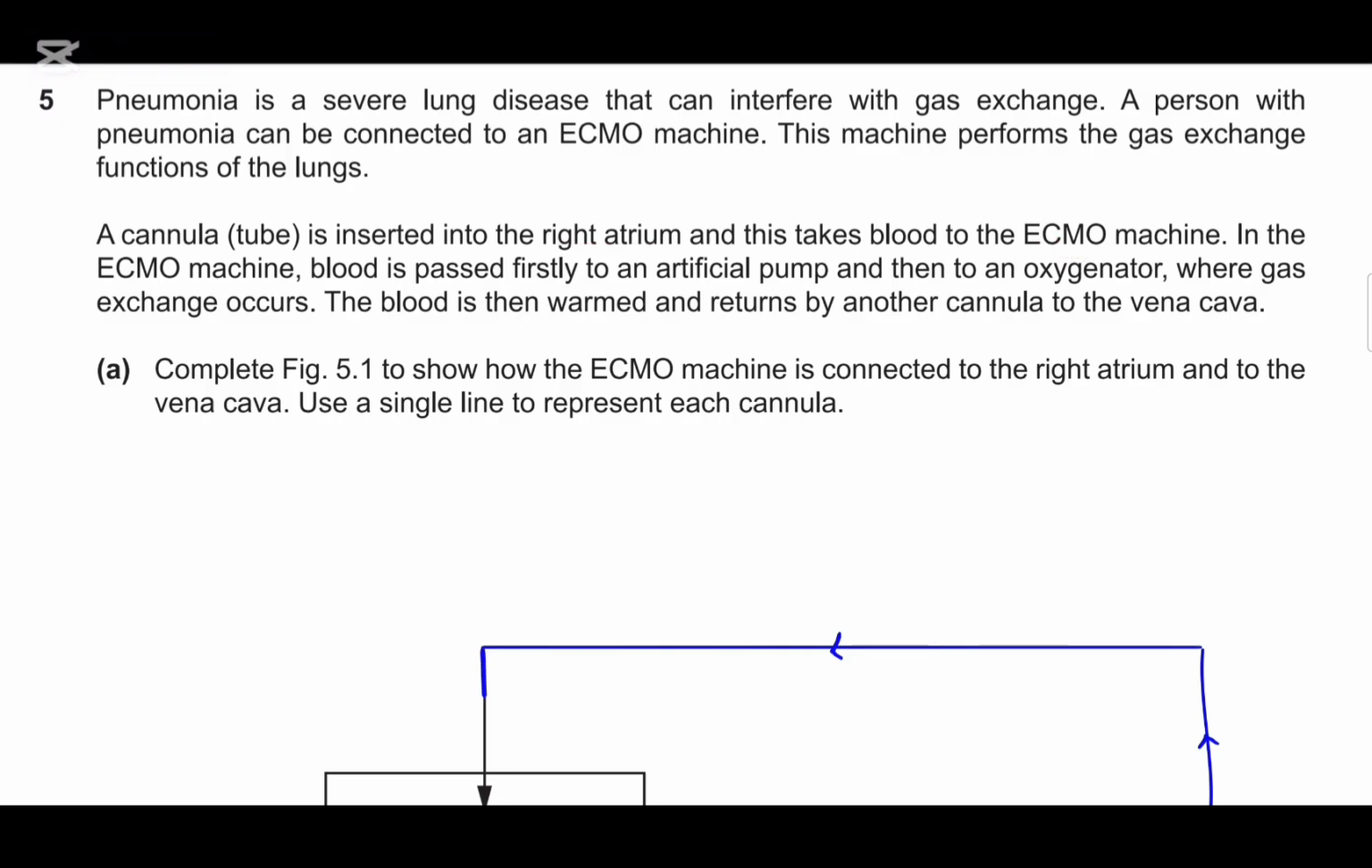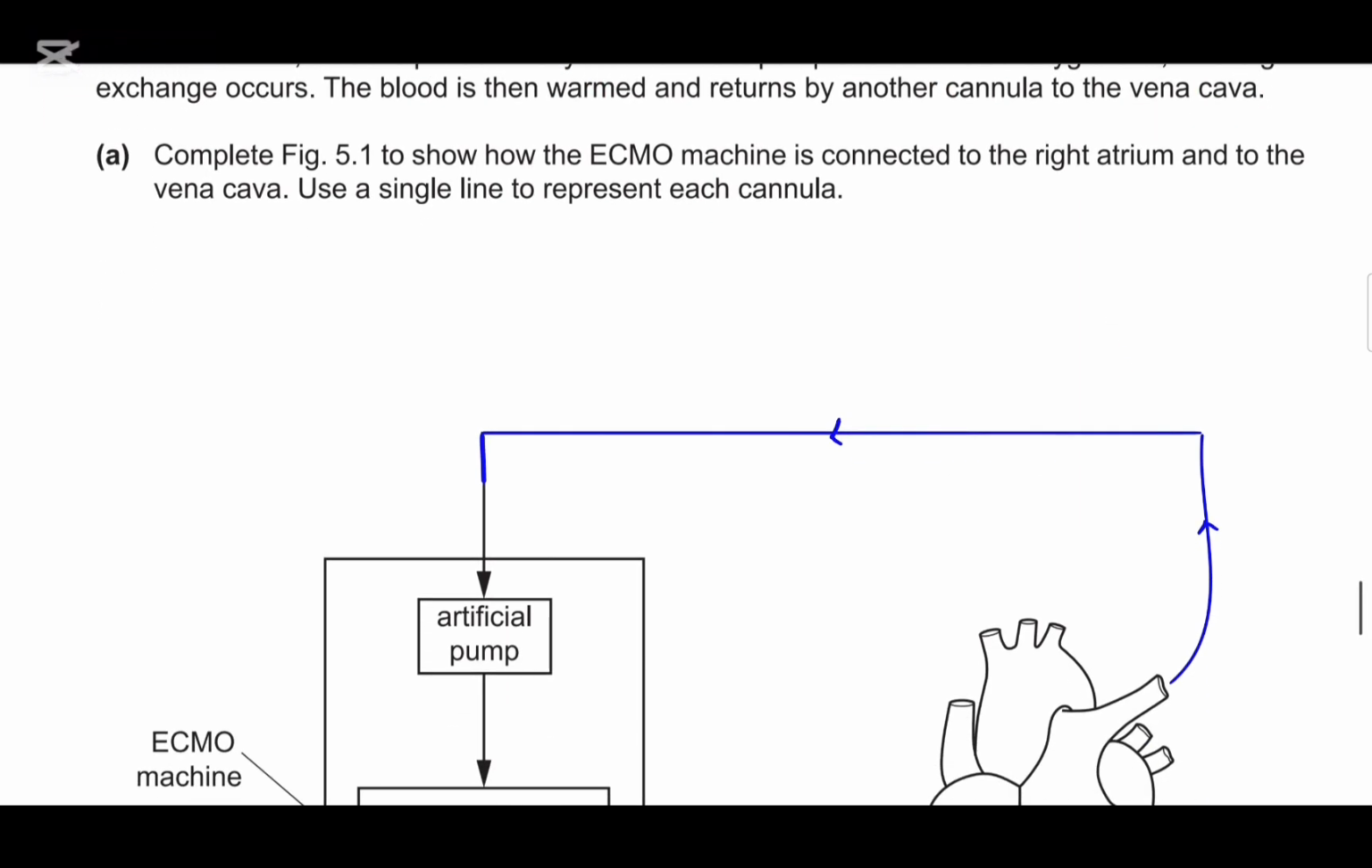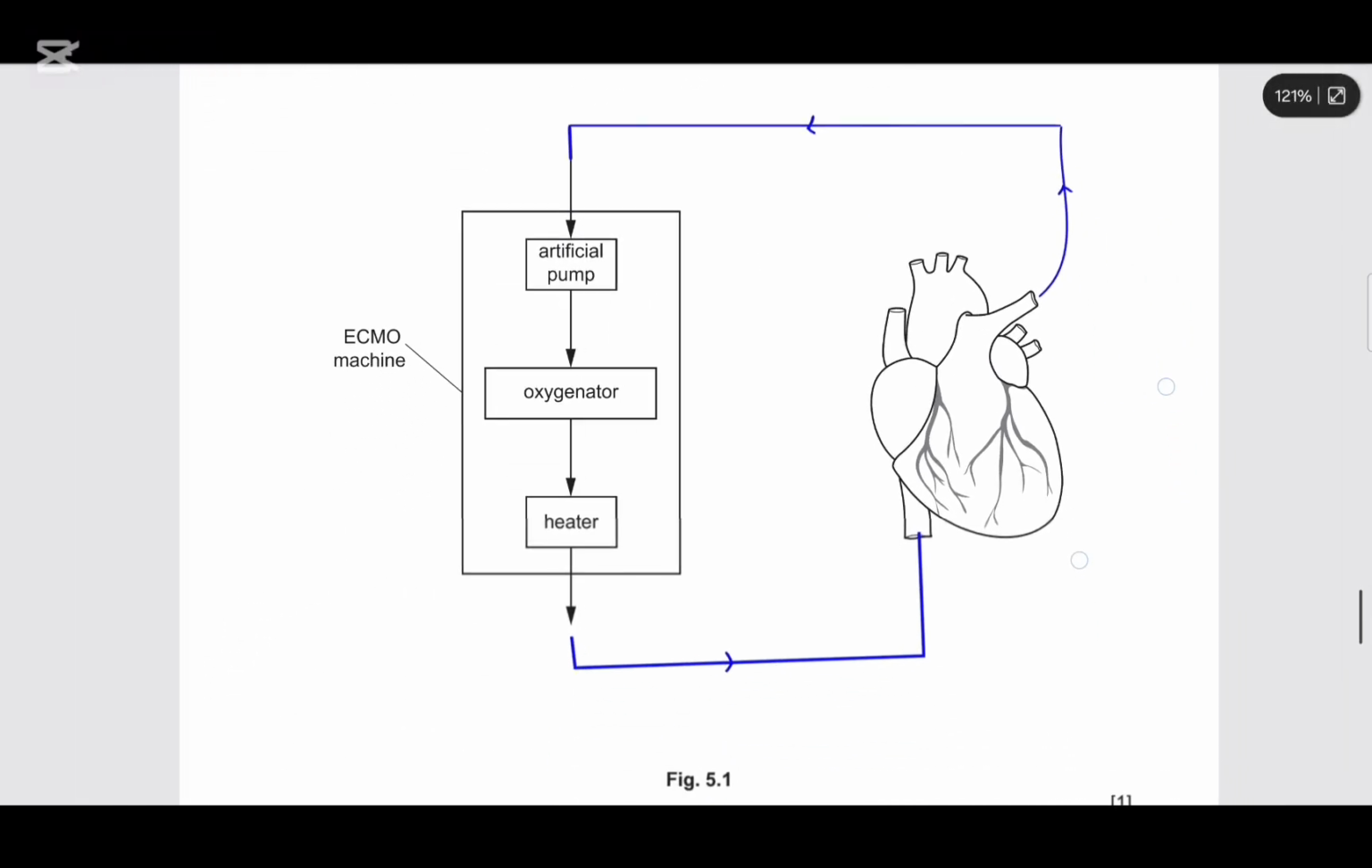In the ECMO machine, blood is passed firstly to an artificial pump and then an oxygenator. So it oxygenates the blood, where exchanges occur. The blood is then warmed and returned by another cannula back to the vena cava. So complete figure 5.1 to show how the ECMO machine is connected to the right atrium and to the vena cava, using a single line to represent each cannula. So this is how we could draw.